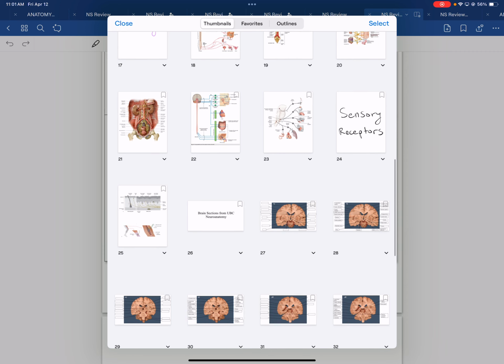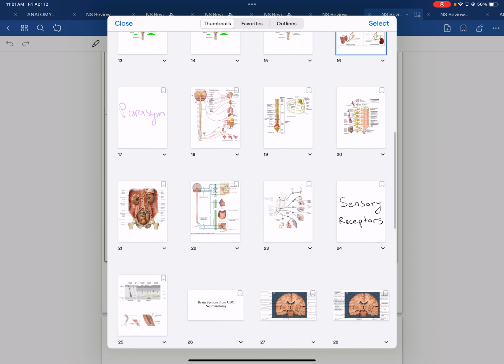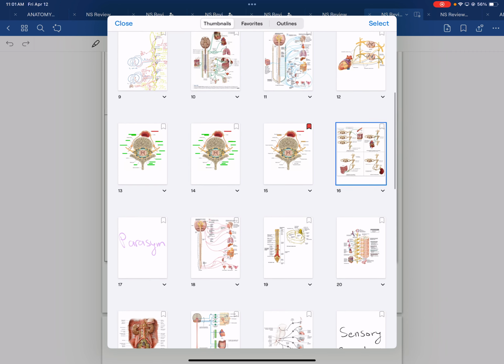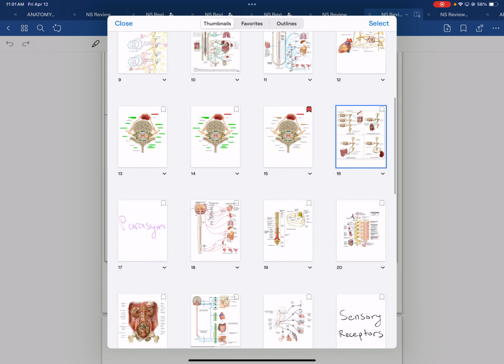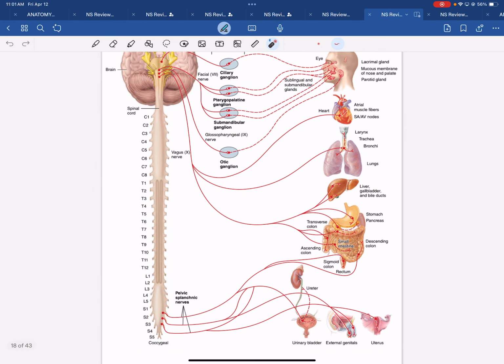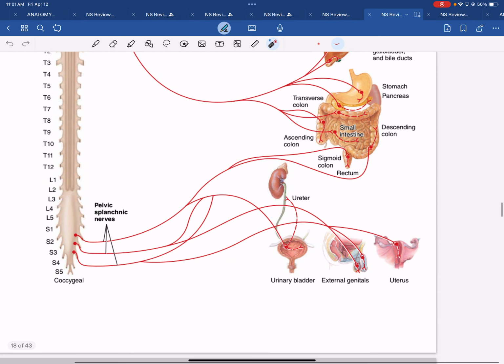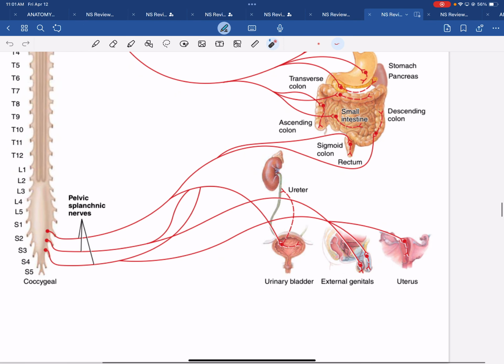I don't know if that's the first time you've heard "way easier" in anatomy. Yeah, it's one of the only times.